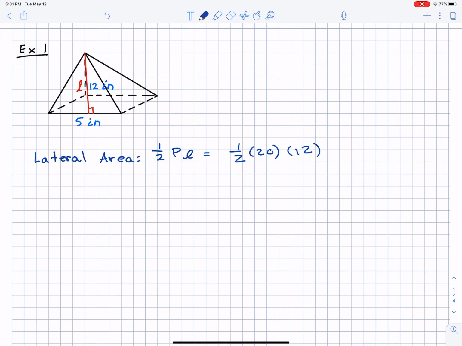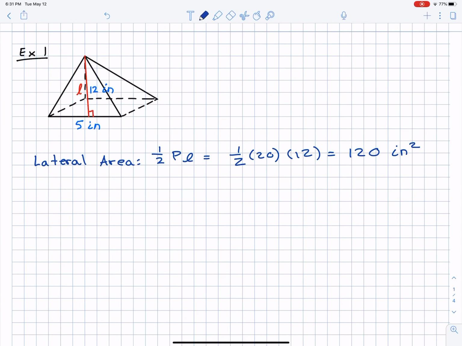Which is going to be... Why did I say, oh, well, I guess that's fine. It doesn't matter. I think I got my things a little bit mixed up. I don't think it's supposed to be a 12, but anyway, that's going to be 10 times 12, or 120. And again, this is a surface area, so our units are going to be inches squared.